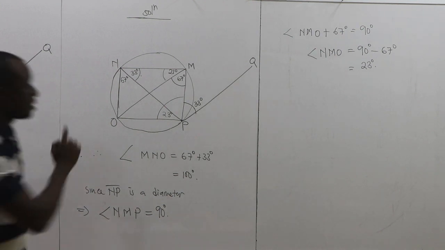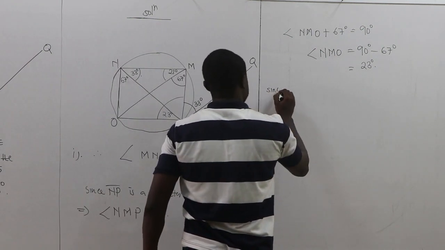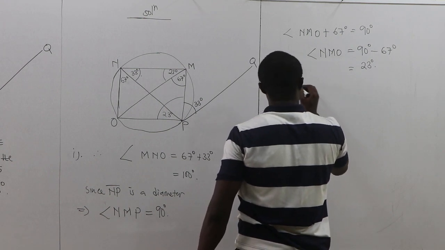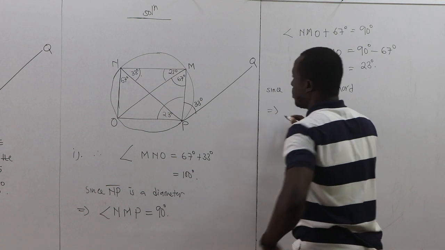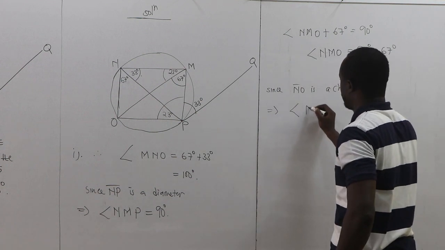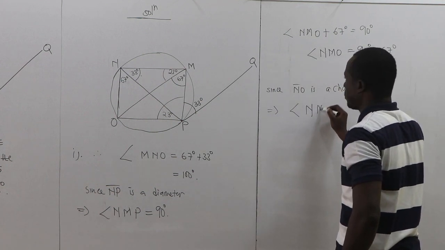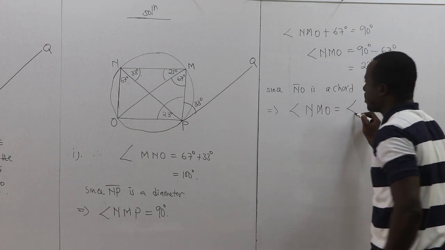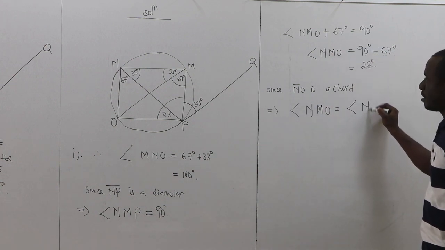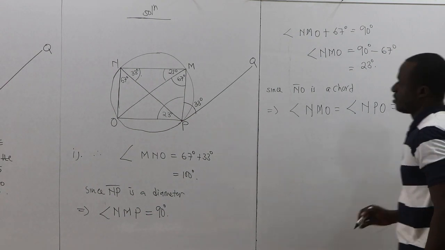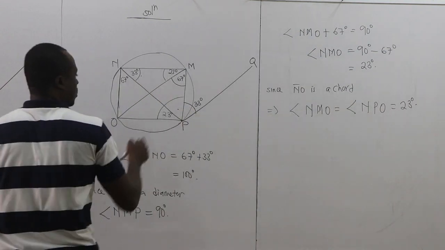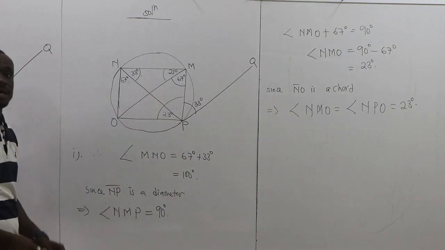So clearly, since NO is a chord, this implies that angle NMO is the same as angle NPO, and this is just 23 degrees. Now we want the angle over here. How can you get the angle over there?